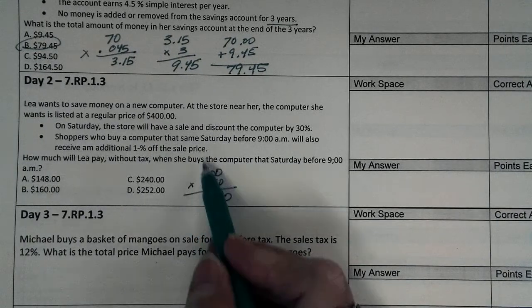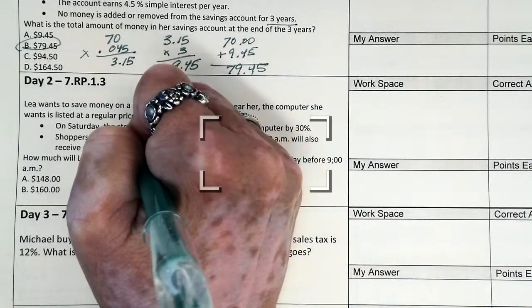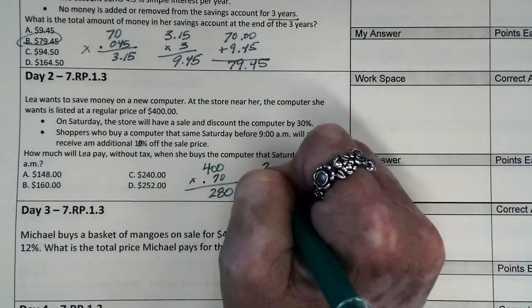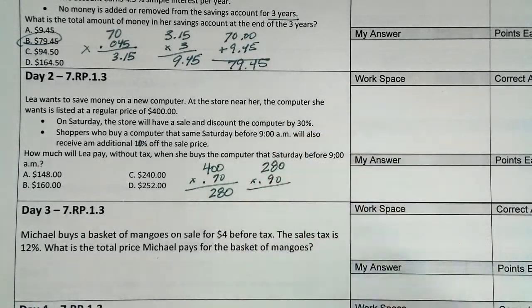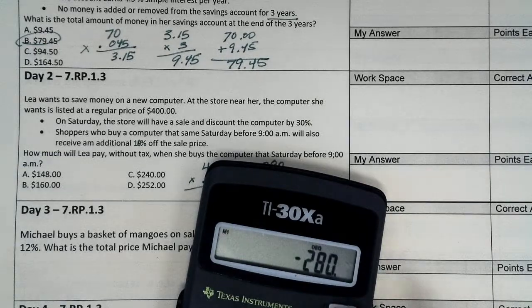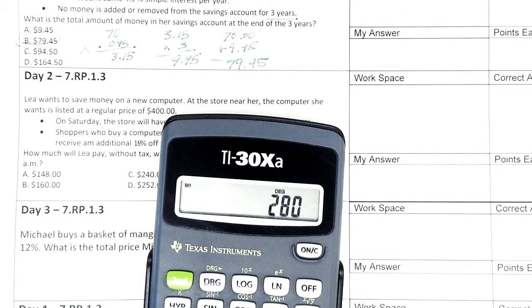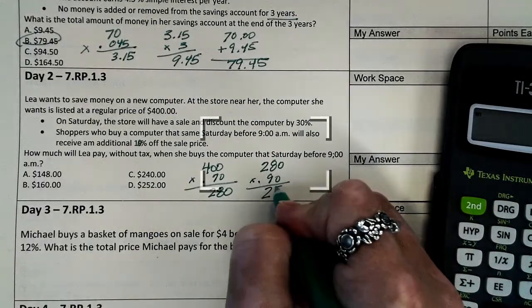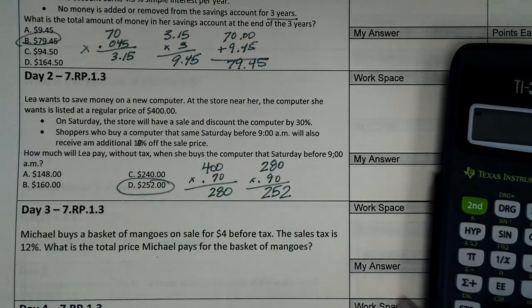Okay, then if they buy the computer, this should have been 10%, not a dash, sorry, they get an additional 10% off. So that means with the $280, I'm going to then pay 90%. So $280 times 0.9, I'm going to end up paying $252, which is D.